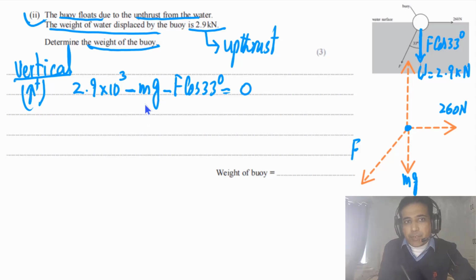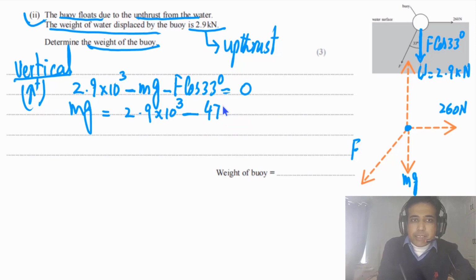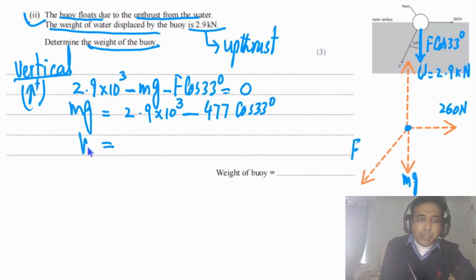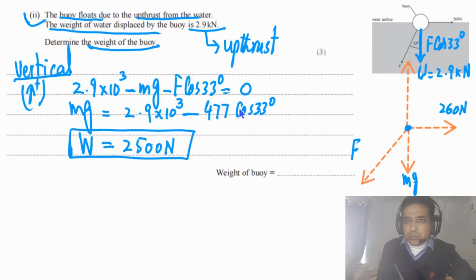For this question, we have to find the value of mg, so we can write mg. This has to be equal to upthrust, meaning 2.9 times 10 to the 3, minus the value of force we have already calculated, that was 477 cosine of 33 degrees. Now if we solve this, we can find the weight, meaning we can represent mg with W. This will be equal to 2500 newtons. So this is our final answer. This is how you can do these calculations.